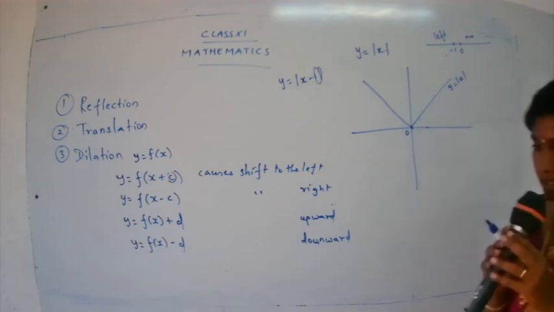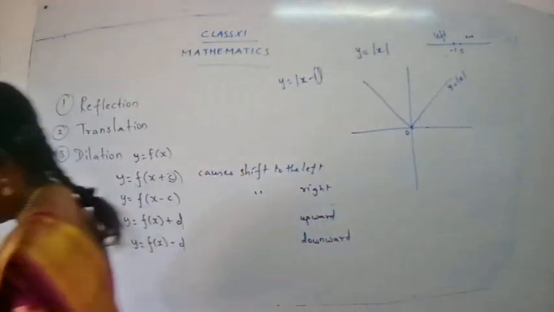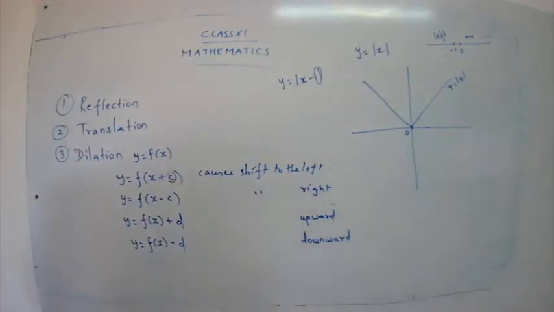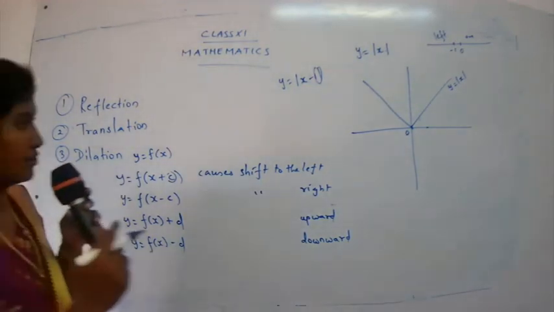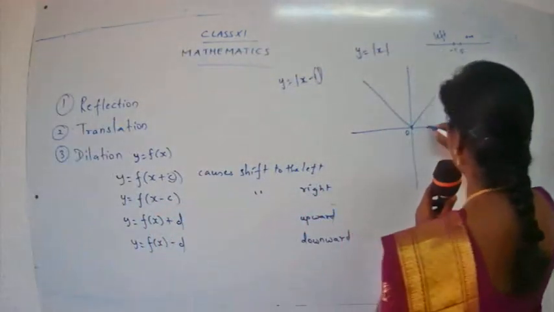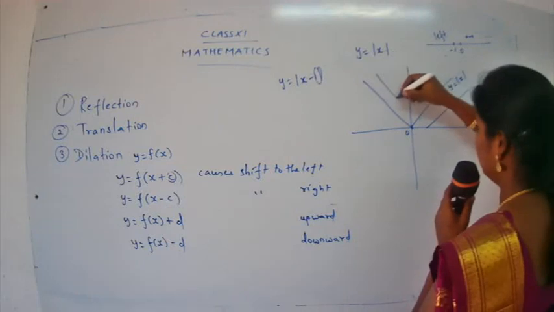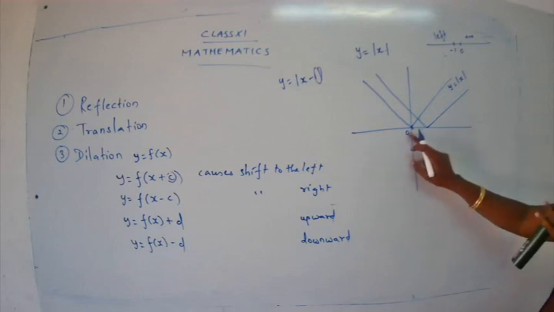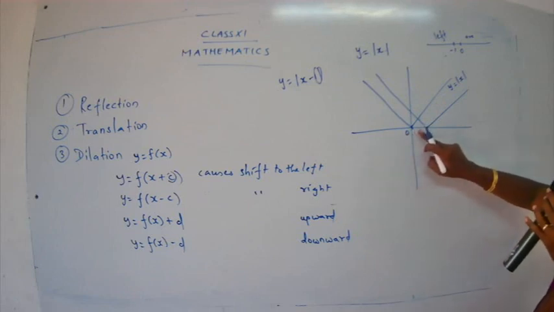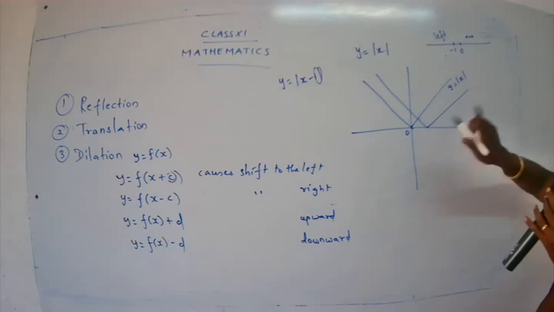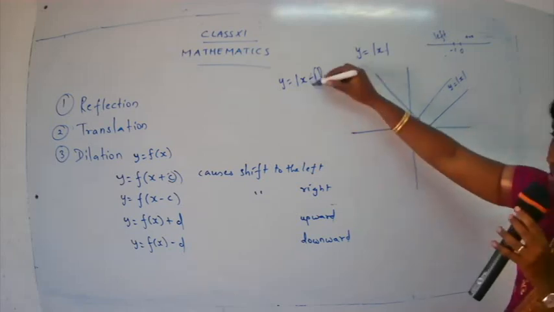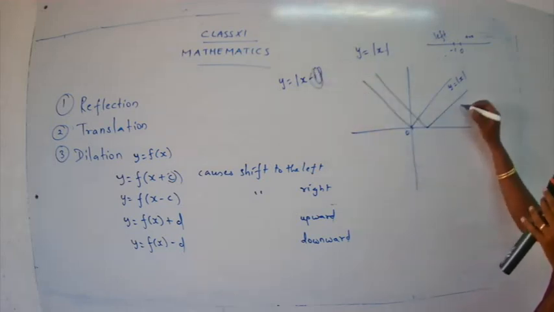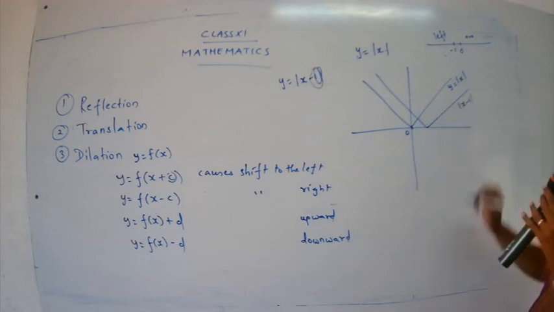Clear? Okay, so let's plot a graph. So it's going to start from here. So the 0 is going to shift here, and you get a graph like this. Directly, see, we are not going to do any plotting, no table, nothing, directly. What is done? The graph is shifted towards the right for 1 unit because we have a constant here as 1. So this is the graph for mod x minus 1.